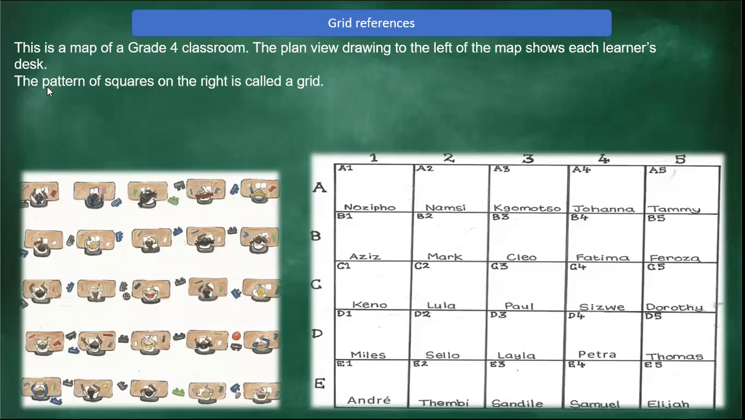So the pattern of squares on the right is called a grid. When we look on the right-hand side of this picture, let me get my pointer. This side, we have the patterns of squares. These are the squares that I was talking about. So we call them a grid. Do you get my point?